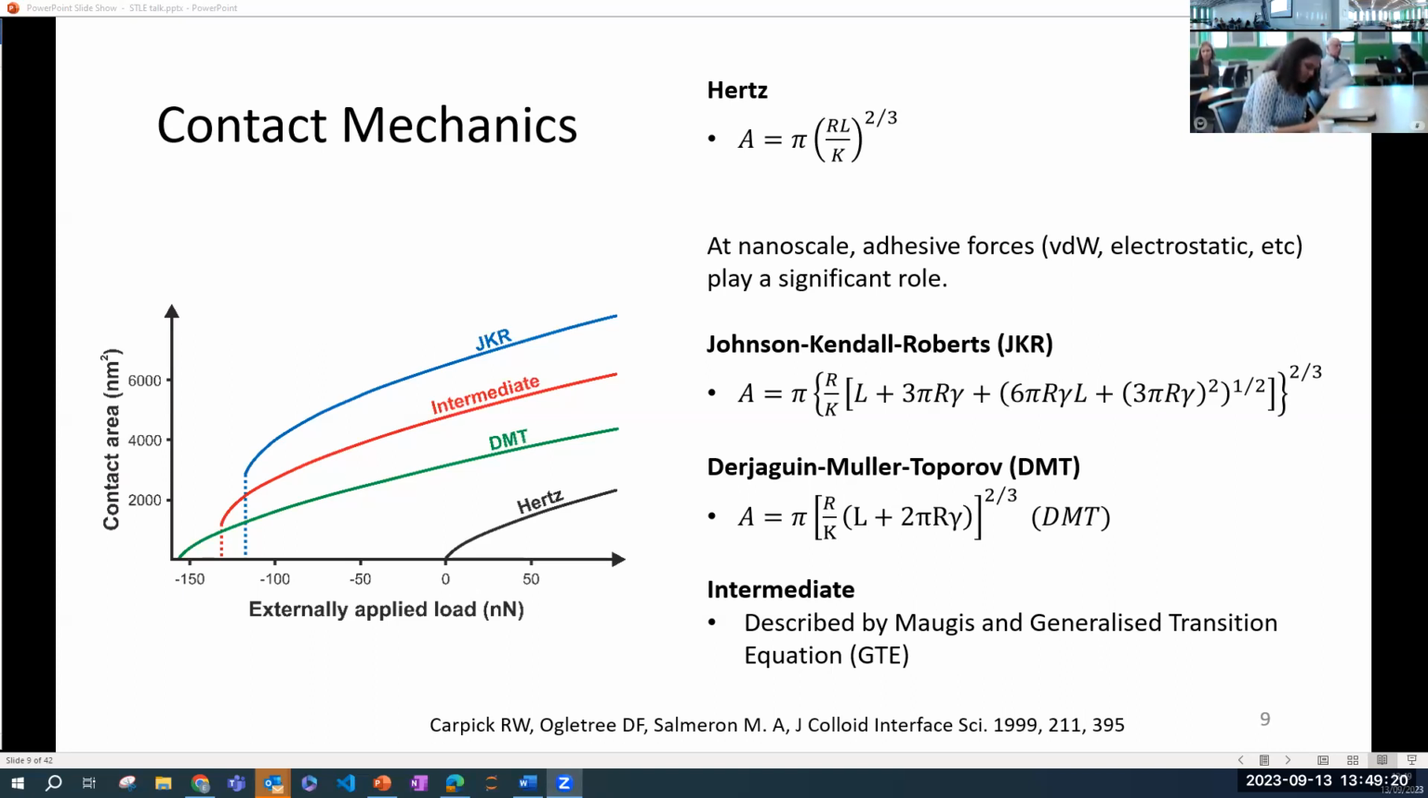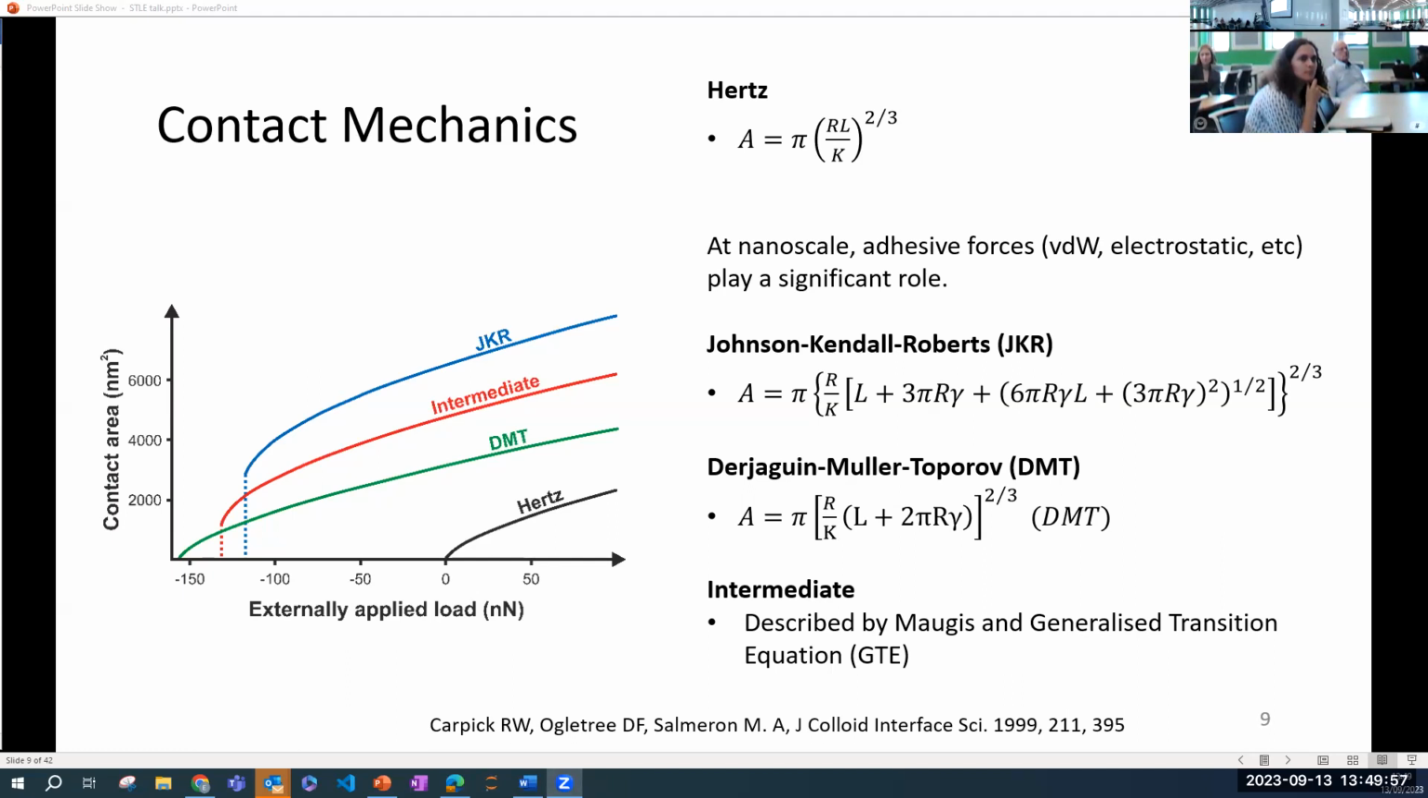A big difference is that the Hertz and DMT models predict zero contact at the pull-off force, when you pull the two surfaces apart, as opposed to a finite contact area calculated by the JKR model. So JKR is mostly used for short-range, compliant materials, while DMT is mostly used for stiffer materials that have longer-range adhesion forces.